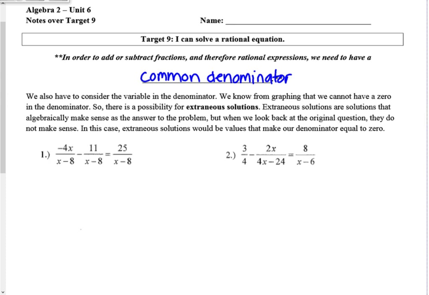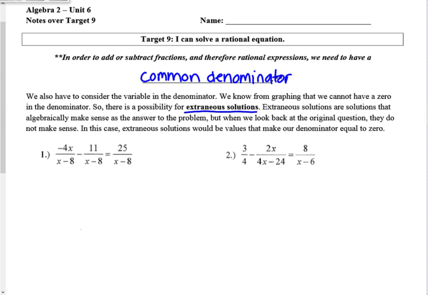The other thing we have to worry about is finding extraneous solutions. If you remember when we graphed, we had those vertical asymptotes because they made our denominator equal to 0. So whenever you solve, you need to go back and check your answer by making sure that your answers won't make your denominator equal to 0. Okay, let's look at problem 1.